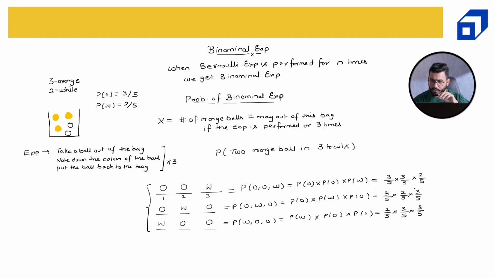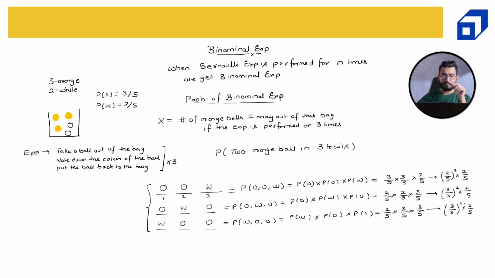So if you carefully observe, I can write each of them as 3 by 5 to the whole square into 2 by 5.